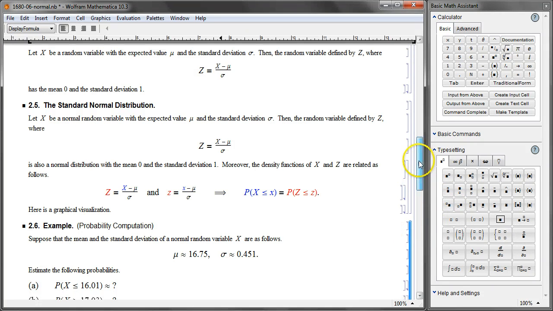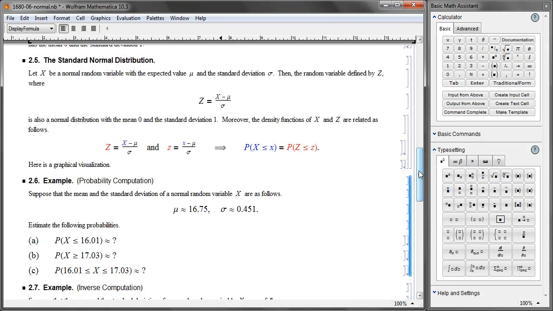Let's look at it in a little bit more detail through this example problem. Suppose that the mean and the standard deviation of normal random variable X are as follows. The mean is 16.75. The standard deviation is about 0.451. And about this probability that X is less than 16.01, how do you measure it? How do you estimate it?